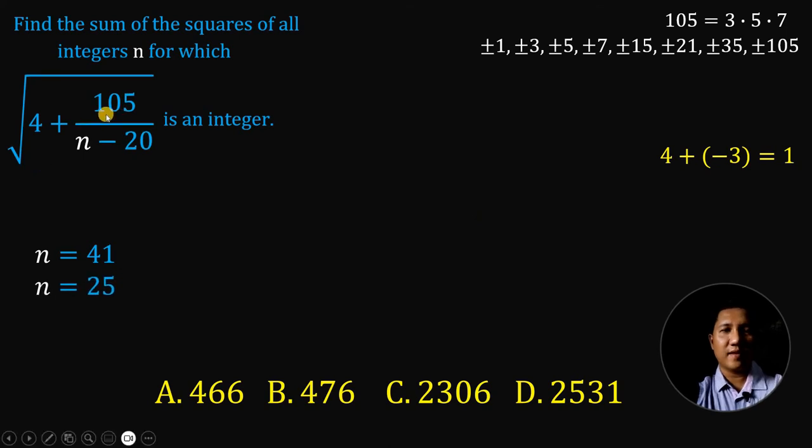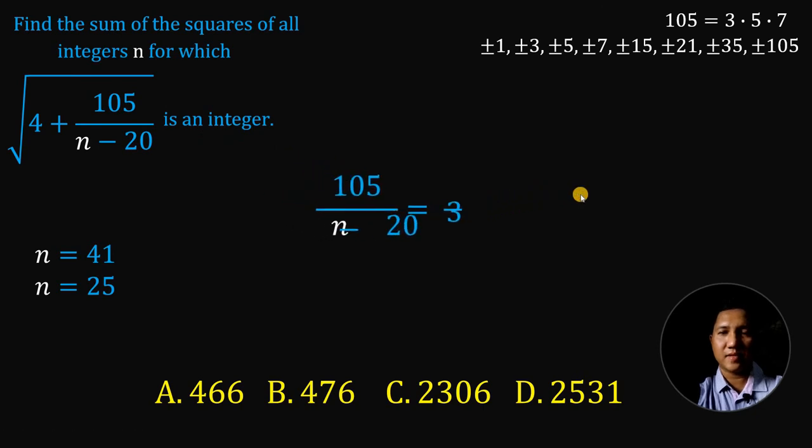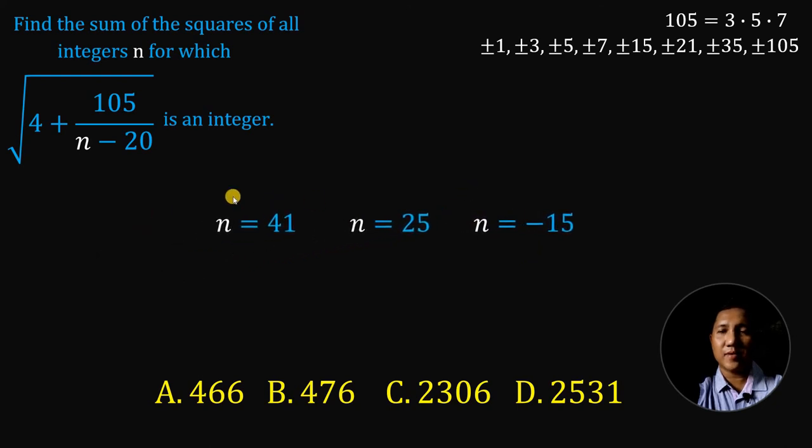Now, the third value of n is when 105 over n - 20 equals negative 3. Again, rearrange some terms a little bit. 105 over negative 3 gives us negative 35. Now add 20 on both sides. This gives us the value of n as negative 15. And now we found three possible values of n that will make 4 plus 105 over n - 20 an integer. And also, take note of the question.